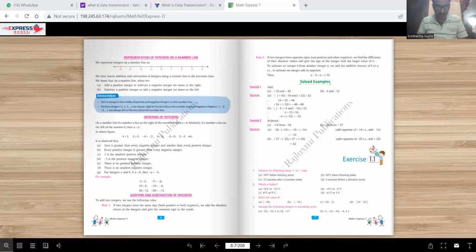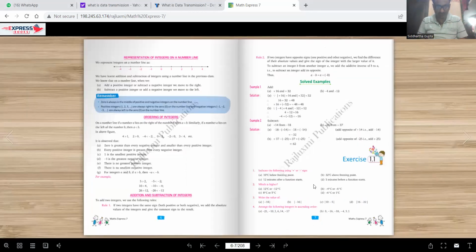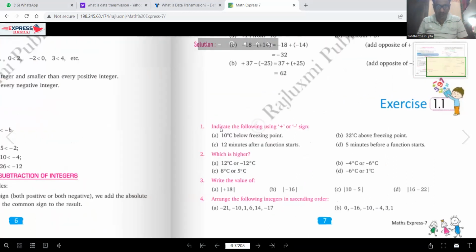This is exercise 1.1 in the book. You can see that we have already discussed question number 1, 2, and 3 in my previous class. So now we are going to discuss from question number 4. I will provide you the PDF of all solutions.